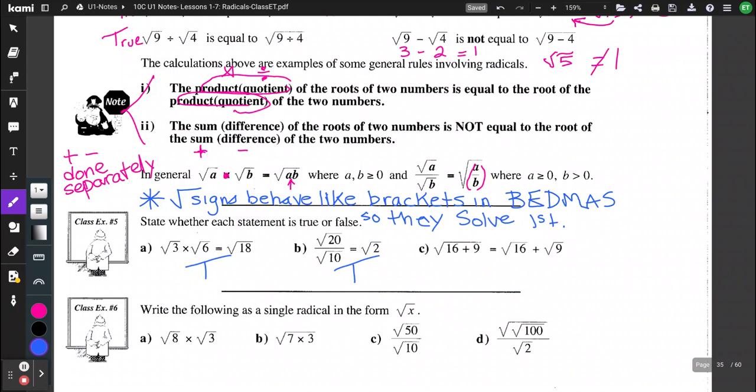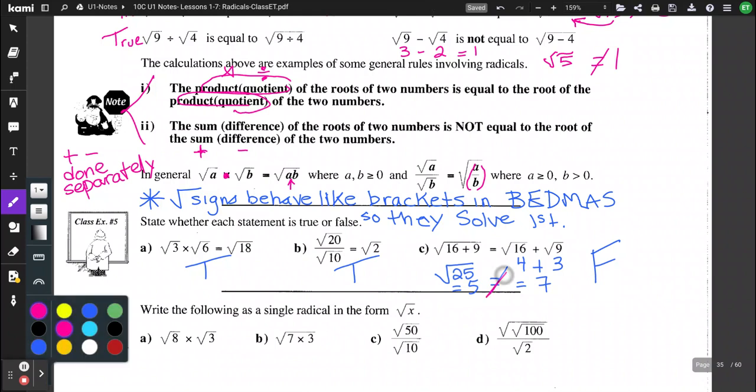Now, if I go 9 plus 16, what do I get? 25. So that means I would get square root 25, which equals 5. Whereas over here, I'm going to get 4 plus 3 is 7. So this guy is false because these are not equal. The left side and the right side are not equal. That's our big thing that we have to remember when we're trying to do it. Left side, right side, not equal.